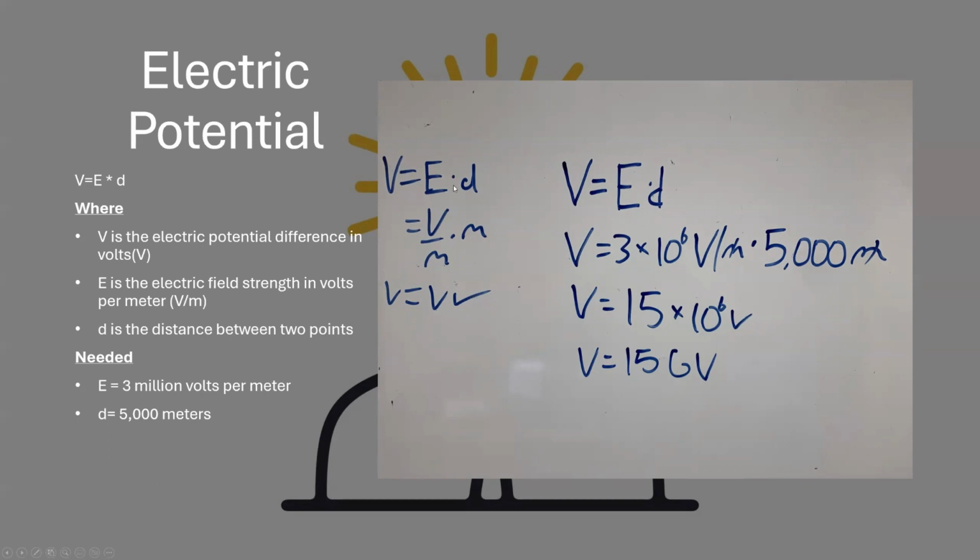For our sense-making, we're going to put these into their units. E is volts over meters, and distance is just meters. When the meters cancel out, volts equals volts, so this checks out.